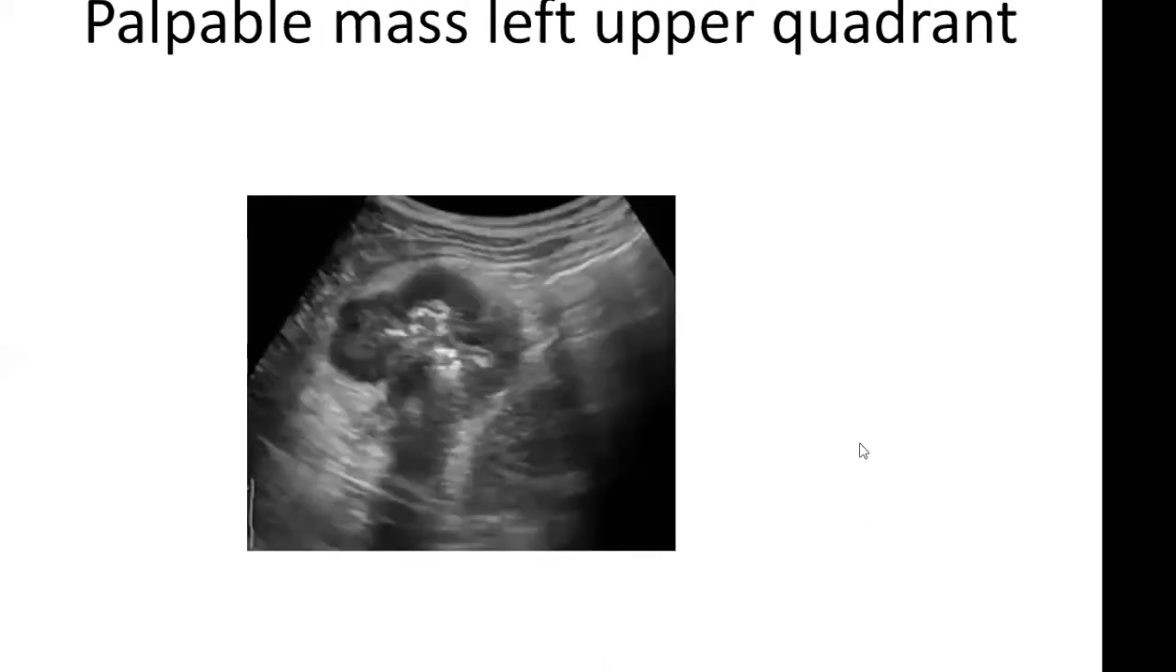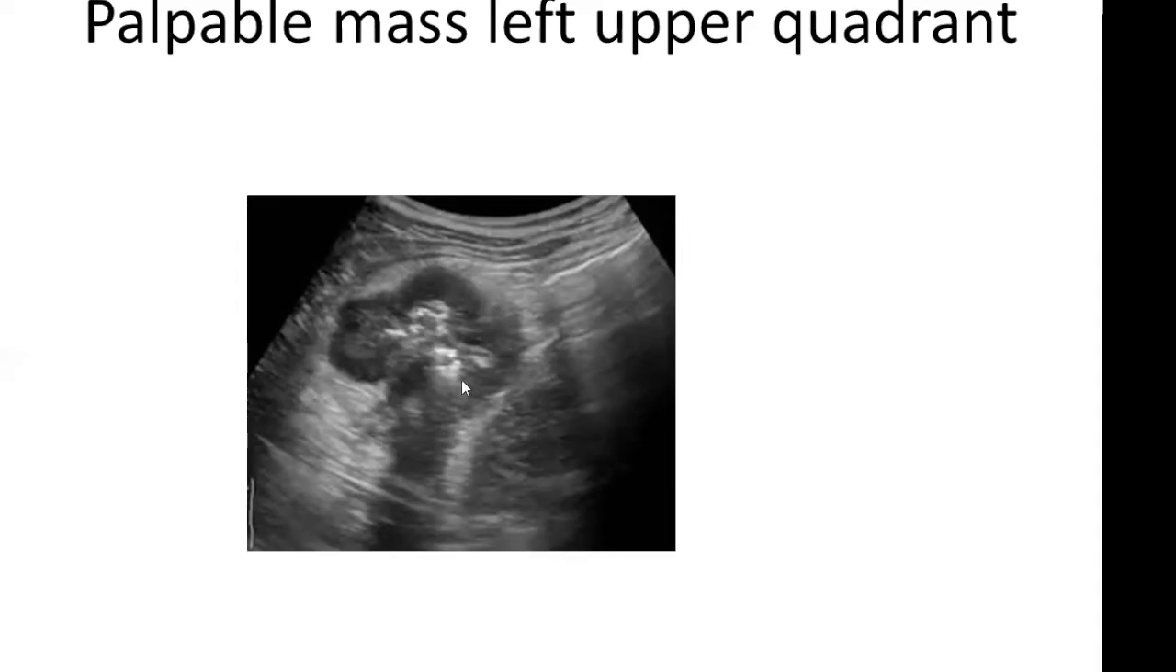So a palpable mass in the left upper quadrant. And here we have an abnormal soft tissue mass. It looks like a kidney. It's got some bright areas. This is the lumen, and this is gas in the lumen, and it's thickened bowel. This is a colonic carcinoma until proven otherwise.